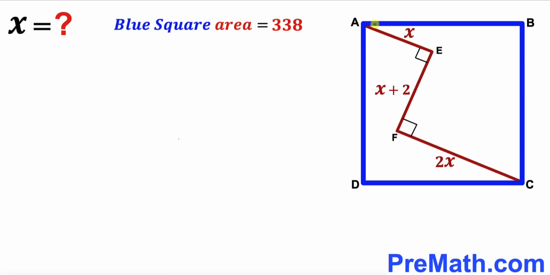And moreover, this segment AE length is x. The segment EF length is x plus 2. And finally, the segment FC length is 2 times x. And furthermore, the area of this blue square ABCD has been given to us as 338 square units. And now our task is to find the value of x.